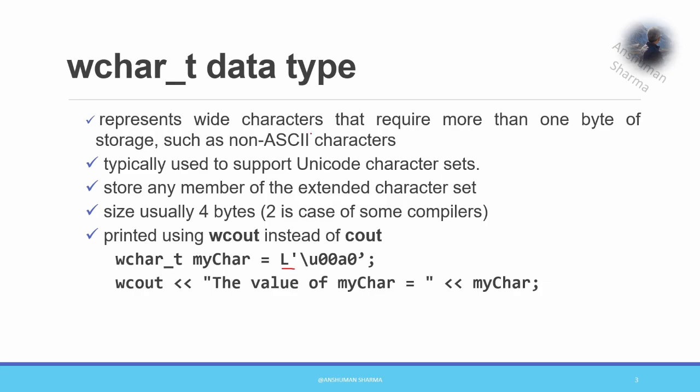Now these character literals are specifically used to store Unicode characters or non-ASCII characters. Here my char is representing a variable which is of wchar_t type, which is basically a new type, and it is usually 4 bytes, but in some cases the compiler makes it 2 bytes, and typically it is used to support Unicode characters. So everything is similar here: the character represented will be converted to Unicode, and whatever memory is allocated to it will be stored as a Unicode character.